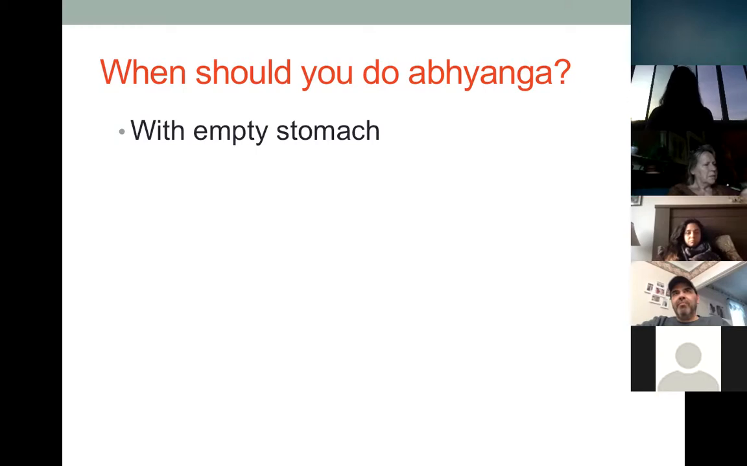If you choose not to do it too, that's completely fine. At least you'll have seen the technique. But you want to do it really with an empty stomach.